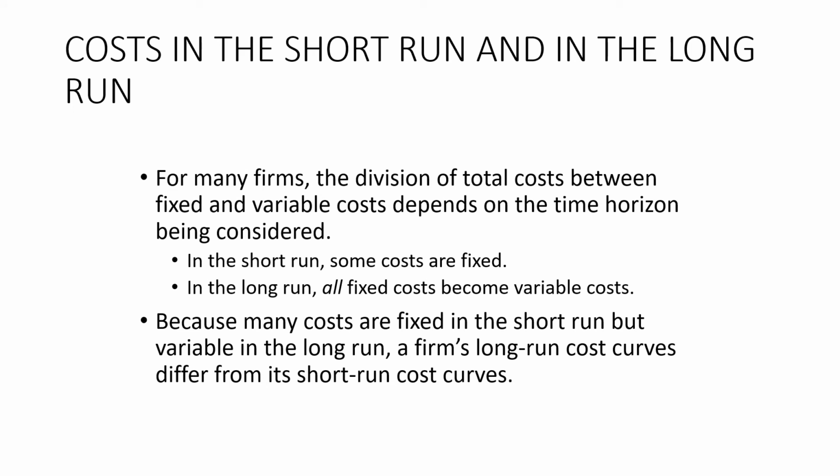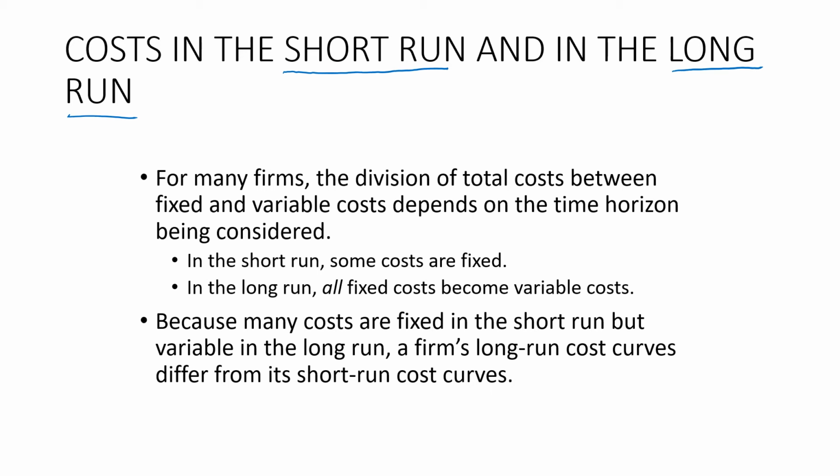Now we want to make another distinction between cost, that is cost in the short run and cost in the long run. What is the difference between the two types of cost? We are talking about the same cost, the average total cost in the long run and the average total cost in the short run. And why are they different? For many firms, the division of the total cost between fixed and variable cost depends on the time horizon being considered. So what is a short run? Is it 1 month? Is it 1 day? Is it 1 year? How much is a short run?